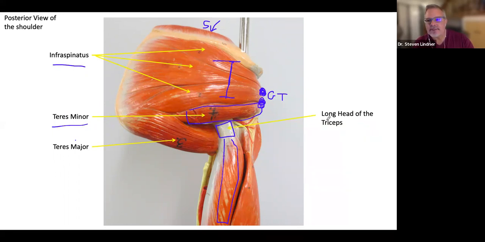Remember, triceps means tri, it means three. There's a long head. There is a lateral head, and then there's a medial head. There's three heads to the triceps. It's a pretty large muscle. But the one that pierces between teres minor and major is the long head of the triceps.